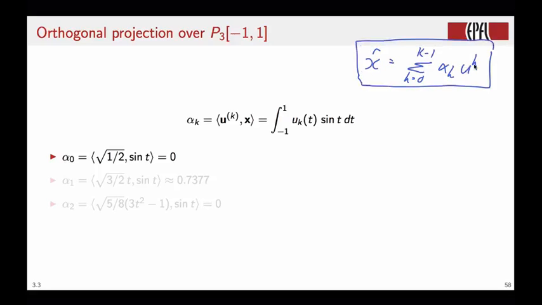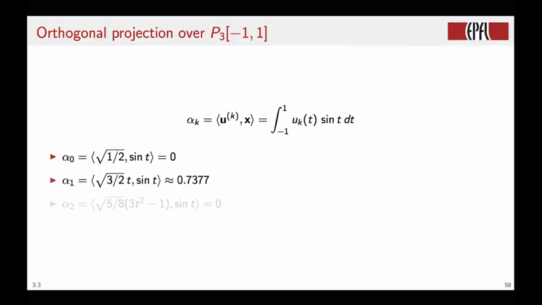All right, so we have to take the integrals between -1 and 1 of the functions, these polynomials we have just defined, Legendre polynomials, and the function we want to approximate, sine t. Sine is of course an odd function, as we know, and so alpha 0 is going to be automatically equal to 0. Alpha 1 is going to be different from 0 because both u1 and sine are odd functions, so that's what you get if you do the integral, 0.73 something.